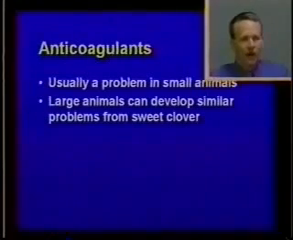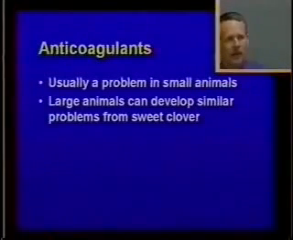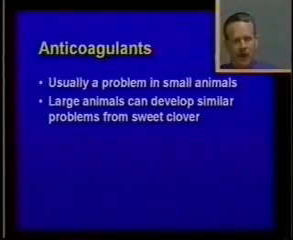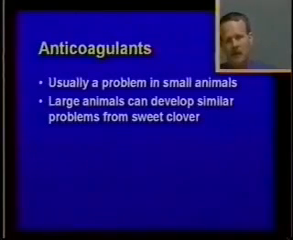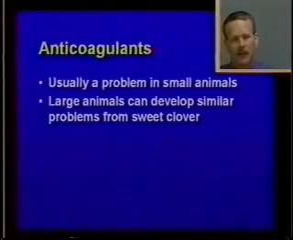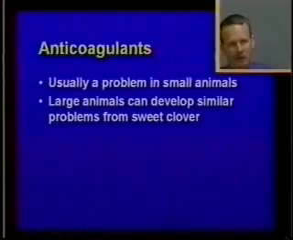The anticoagulants are usually a problem in small animals. Dogs are the most commonly poisoned due to their feeding habits. With cats and also with raptors, you can see some problems with what's termed relay toxicosis, which is when a rat eats the poison and then the rat is eaten by the cat or the hawk, and the cat or the hawk may develop symptoms of anticoagulant toxicity due to ingesting the rat. Large animals will sometimes exhibit very similar problems if they've ingested large amounts of moldy sweet clover, which would contain a compound called dicumarol, which produces the same effects as the anticoagulant rodenticides.